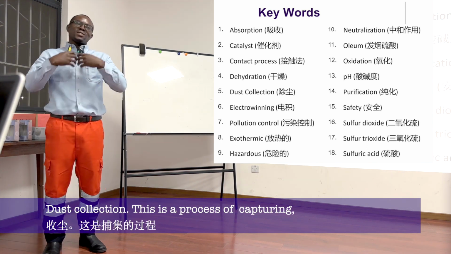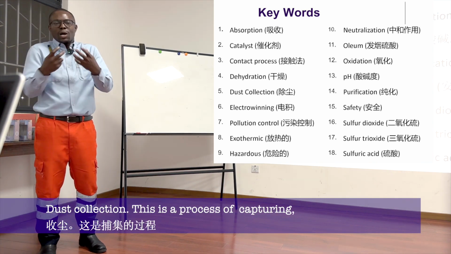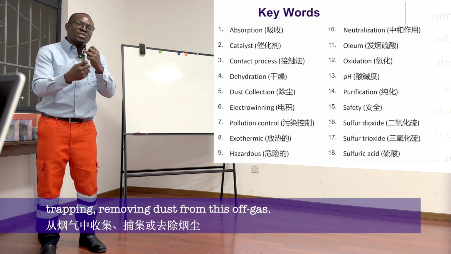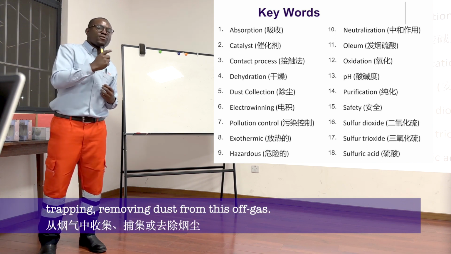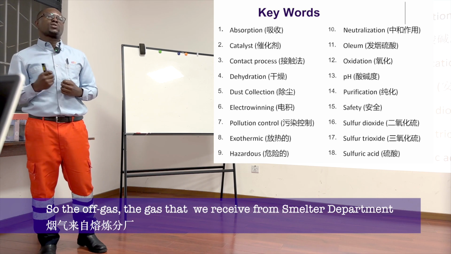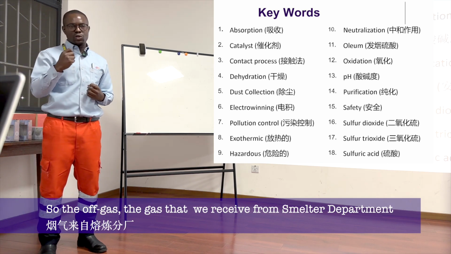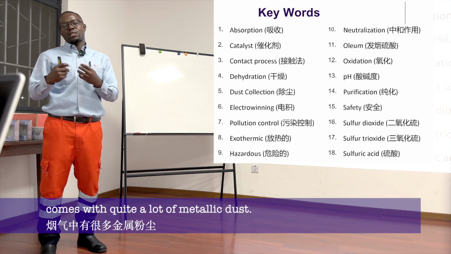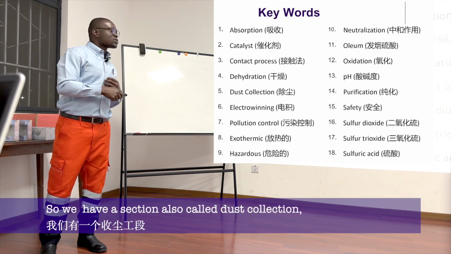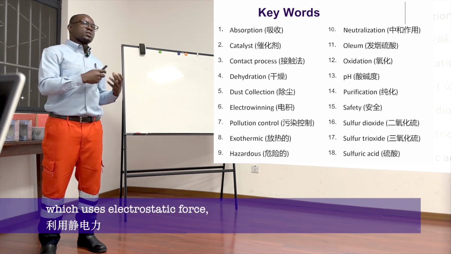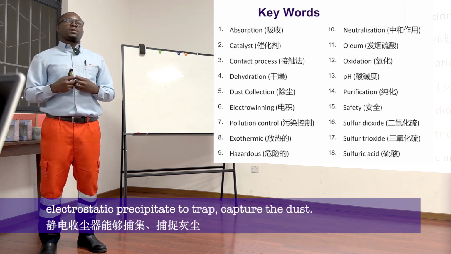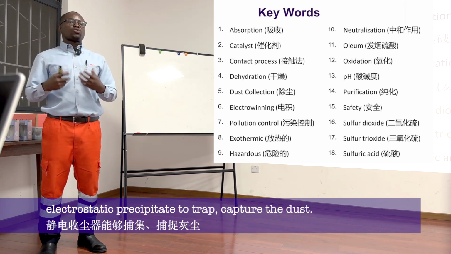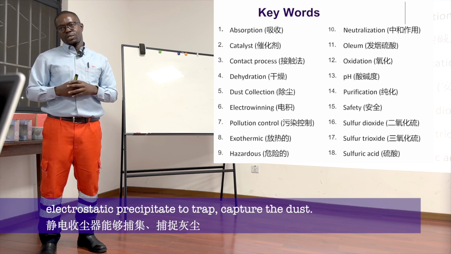Dust collection. This is a process of capturing, trapping, removing dust from the off gas. So the off gas, the gas that we receive from the smelter department, comes with quite a lot of metallic dust. So we have a section called dust collection, which uses electrostatic force, the electrostatic precipitator, to capture the dust.